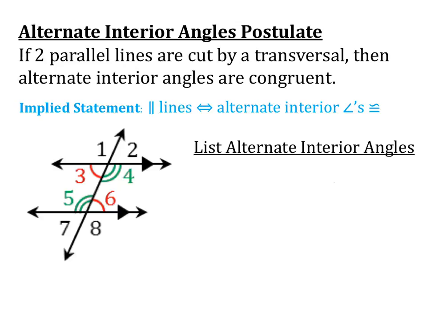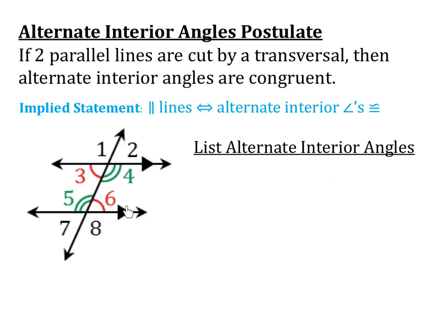Next, we have the alternate interior angles postulate. If two parallel lines are cut by a transversal, so this is the same starting hypothesis of the previous postulate, then alternate interior angles are congruent. So shorten it down to our implied: parallel lines imply alternate interior angles congruent. Let's take a look at our pairs of alternate interior angles. Remember, alternate interior angles from the previous lesson are the angles that are on opposite sides of the transversal, so 3 and 6, 4 and 5, and they're on the interior, so between the lines.